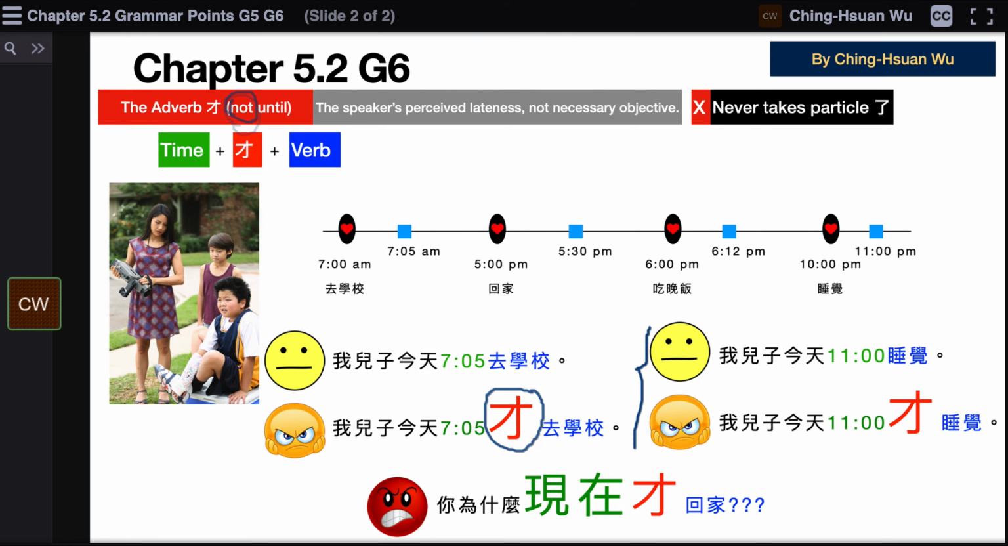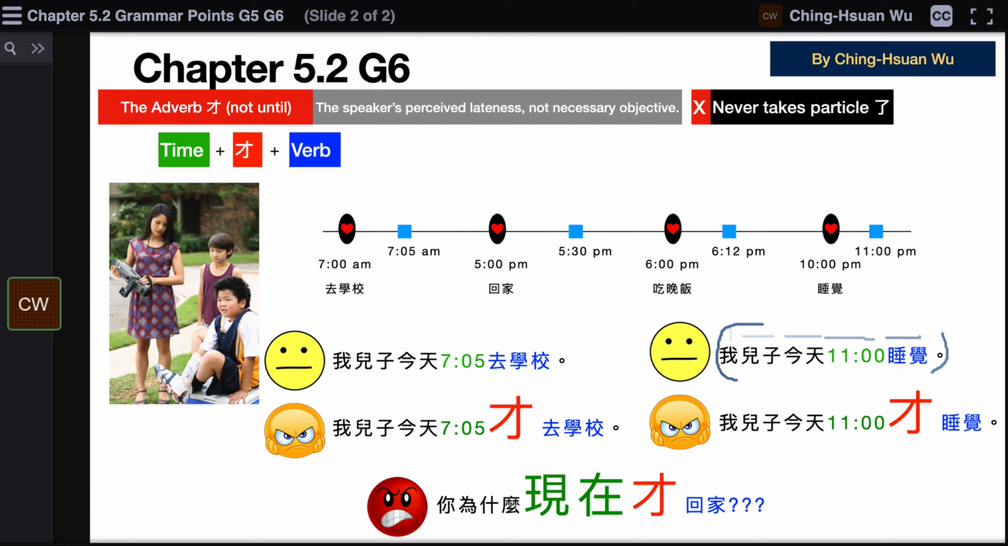Another example, if she expects her children to go to bed at 10, but today these two boys didn't go to bed until 11. To describe this event at the neutral tone, the mom can say, 我儿子今天11点睡觉。My son today at 11 o'clock went to bed. Again, this sentence is a simple factual statement that the sons went to bed at 11.